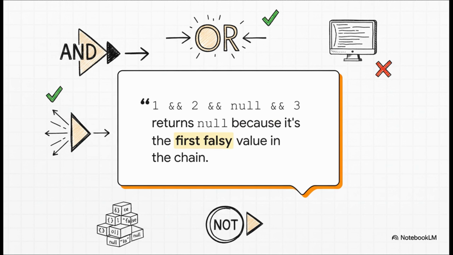The code checks 1, that's truthy, so the gate stays open. It checks 2, also truthy, we're still good. Then it hits null, that's a falsy value. Bam, the gate slams shut. The AND operator stops cold and returns null. It never ever even looks at the 3.